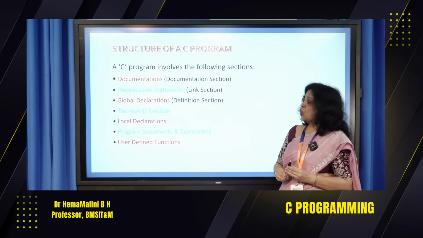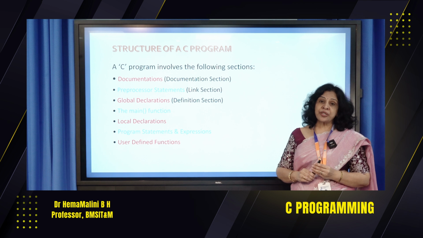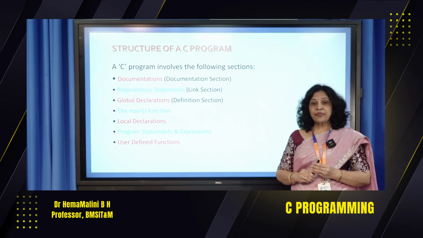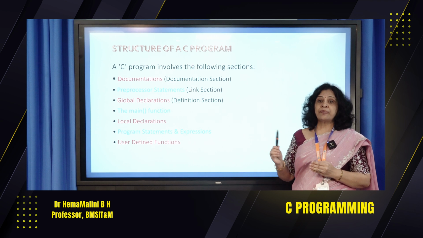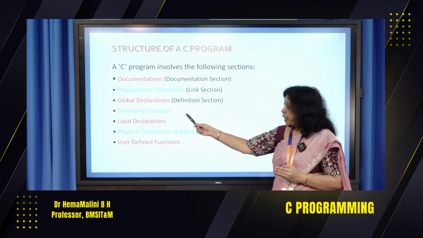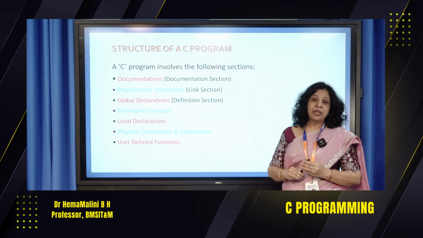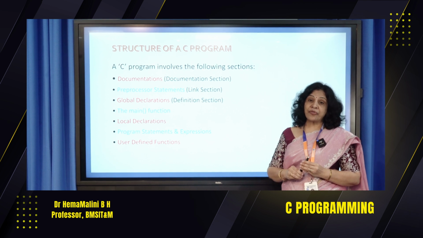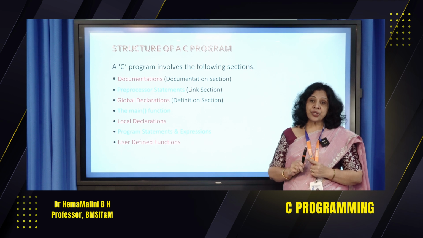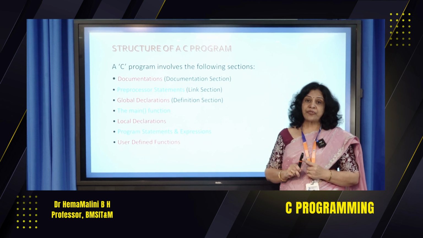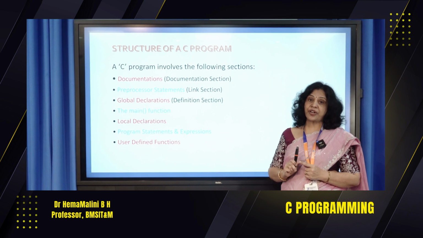Next we have global declaration. Global declaration is if there are any variables which should be accessible from different functions, then we keep them as global. Then comes the main function. This is a mandatory part of any C program. In any C program, we must have the main function. And one more thing is, we should define only one main function for one program. We can never have two main functions.